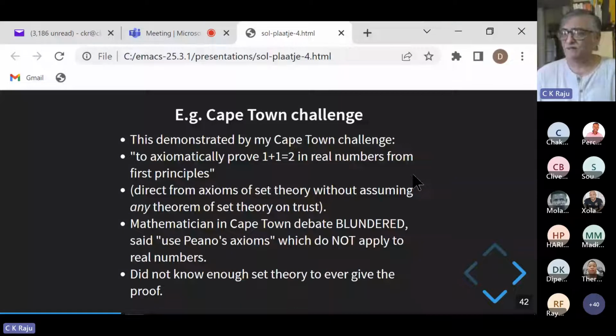He's a senior mathematician. He's retired now. I just asked him to prove 1 + 1 = 2, direct from the axioms of set theory. So he blundered. He said use Peano's axioms. But in formal mathematics, the real number 1 and the natural number 1 are completely different entities. So it was a blunder. Peano's axioms don't apply to real numbers. Axioms of set theory do. And he did not know the axioms of set theory because he is a professional mathematician. You don't need it most of the time.